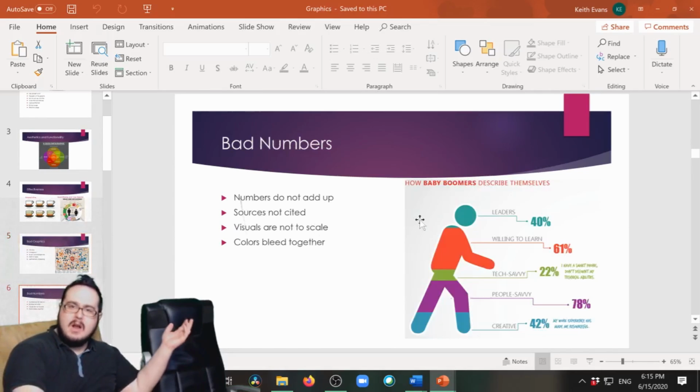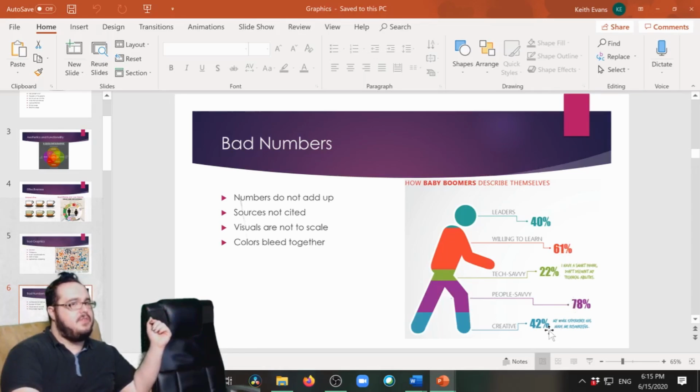Also, you want to make sure that your numbers are correct. This looks like a nice graph, but if you count the numbers, these go way above 100%, don't they? Also, the numbers aren't to scale. For some reason, 42% and 22% are the exact same size. 61% is somehow bigger than 78%. It makes no sense.